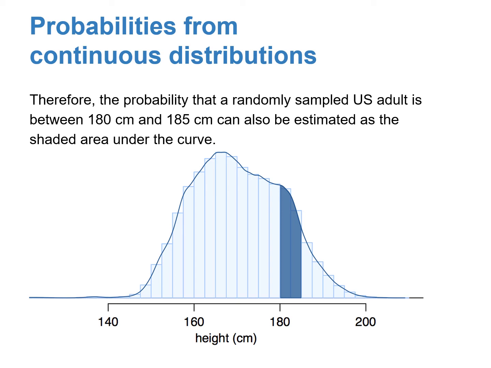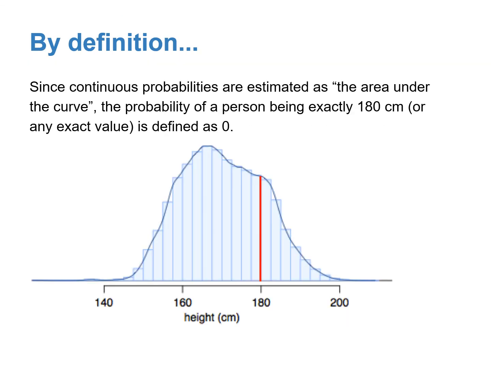And one interesting thing to note about these continuous distributions is that we define probabilities using the area under the curve. And if I choose an exact point, like 180 centimeters, any exact value, the area under the curve at an exact value, like 180, is 0. So we say the probability that a person is exactly 180 centimeters tall is 0. And that will be true for any value I choose. The probability that an individual will have exactly that height will be 0.